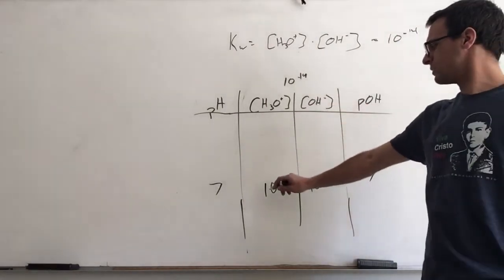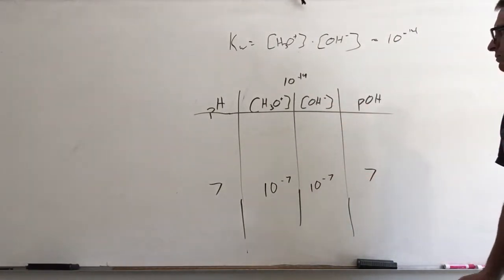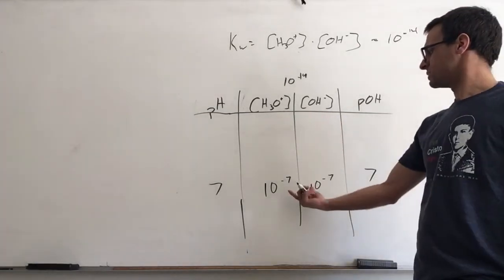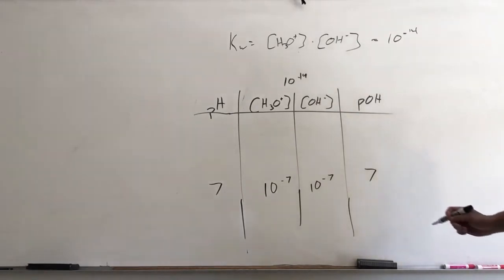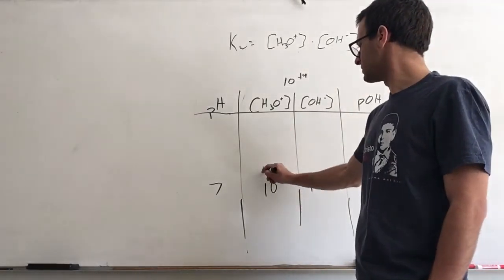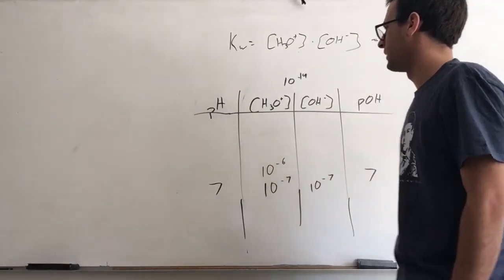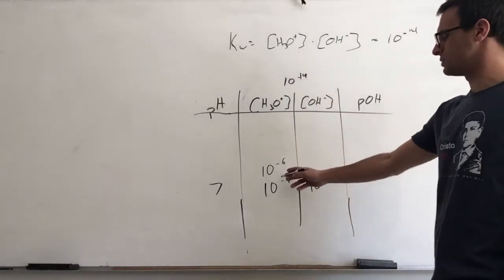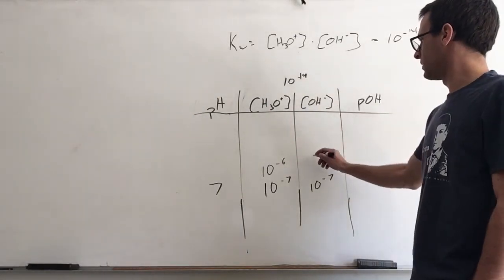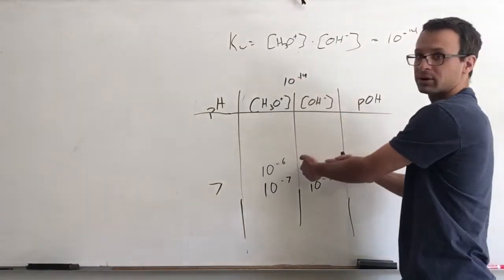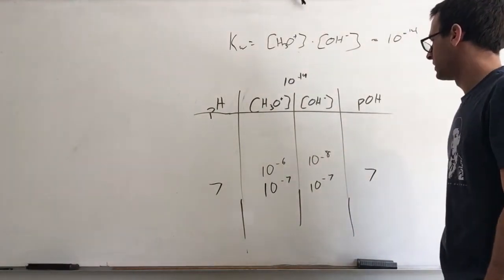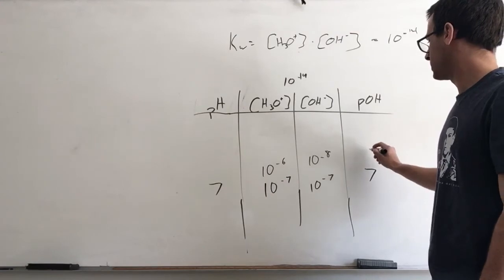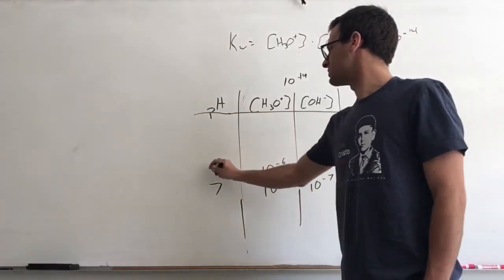So anyway, the pH of pure water is 7, the pOH is 7. These concentrations are equal, and together they multiply to equal 10 to the negative 14. If I make this an acidic solution and somehow I increase the hydronium concentration by 10 times, then to equal 10 to the negative 14th, this has to decrease by 10 times. So this will be 10 to the negative 8th. Therefore, this solution will have a pOH of 8 and a pH of 6.